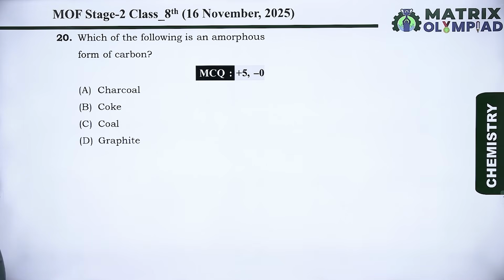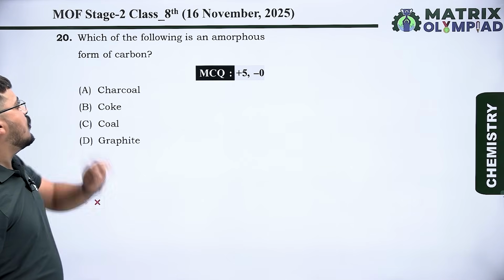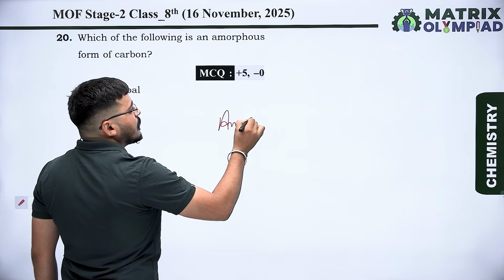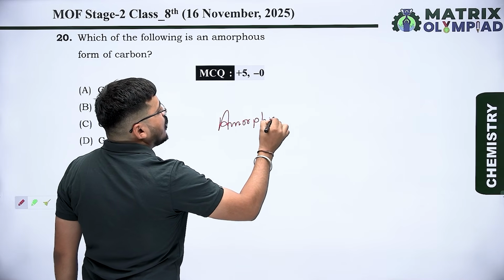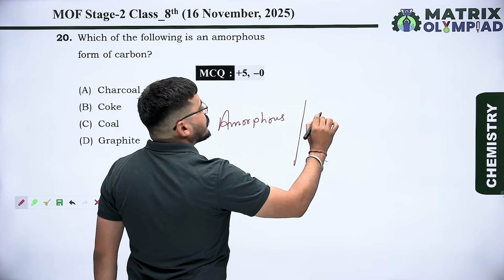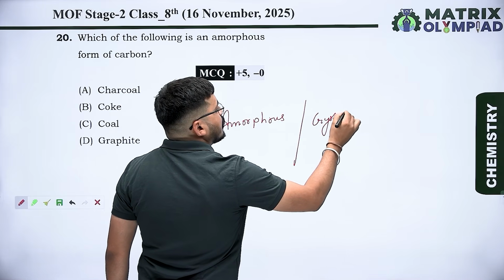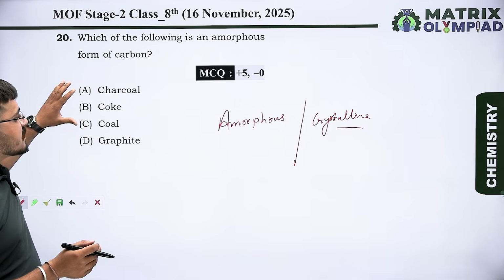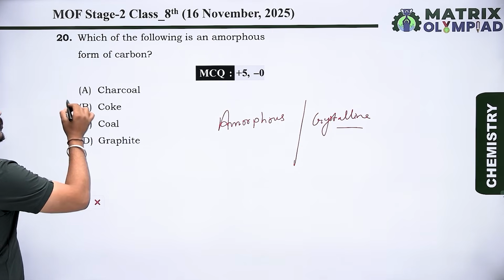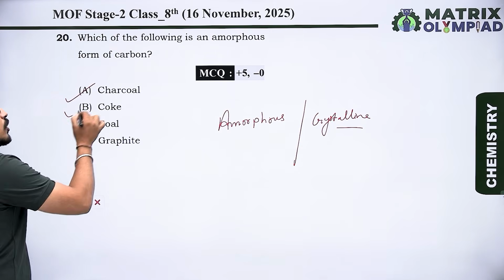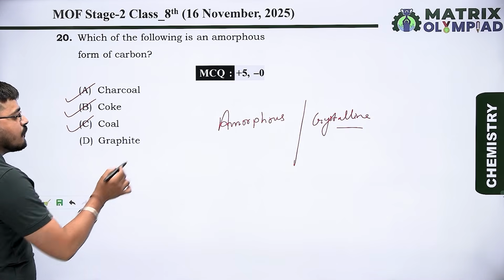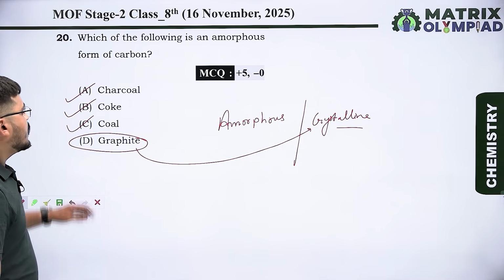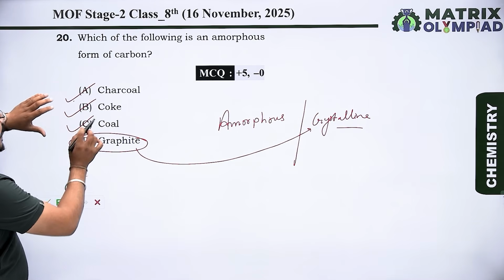In question number 20, which of the following is an amorphous form of carbon? There are two forms. One is amorphous form and another is crystalline form. Which of the forms is amorphous and which is crystalline? So charcoal is an amorphous form, coke is an amorphous form, coal is an amorphous form. This is a crystalline form. So the correct answer is option number A, B and C.